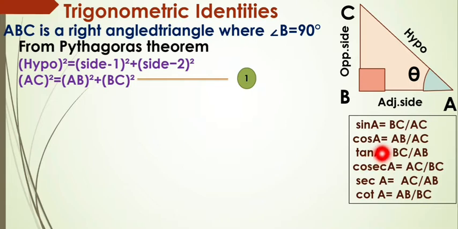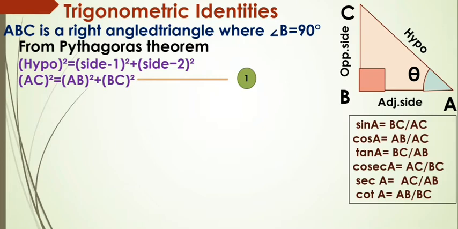Similarly tan A is nothing but opposite by adjacent. So opposite is BC here and adjacent is AB. So we get BC by AB. Similarly cosecant A, which is the multiplicative inverse of sin A, so we get AC by BC. Similarly secant A is nothing but AC by AB. And cot A is equal to AB by BC. Whenever we have BC by AC, there we can use sin A. Whenever there is AB by AC, we can use cos A. Similarly, the remaining also.